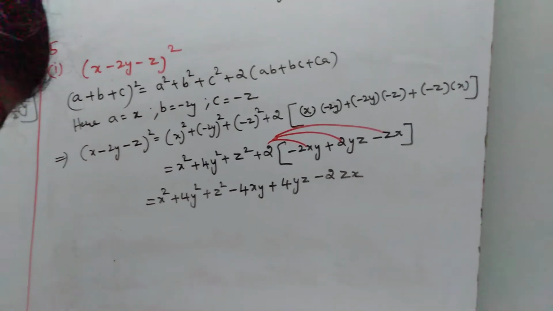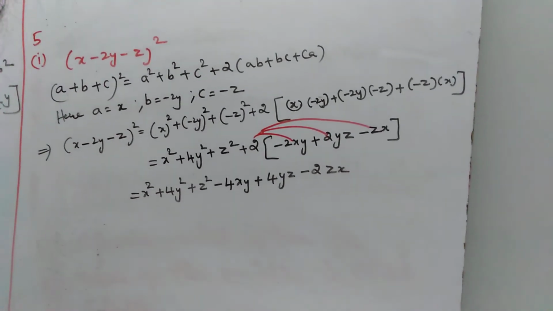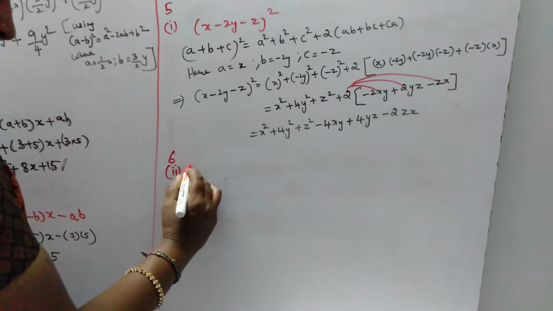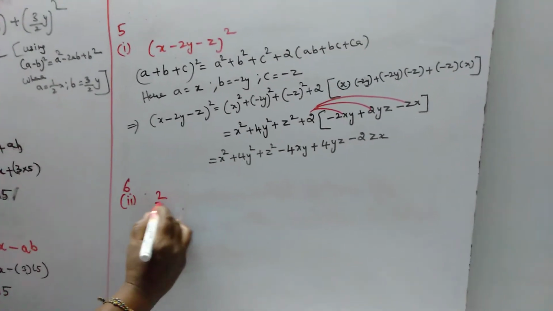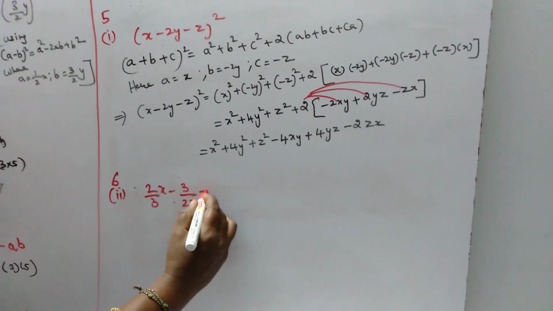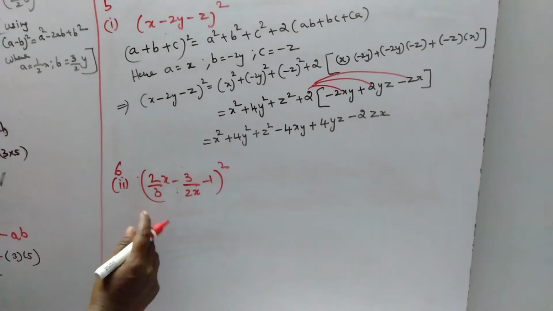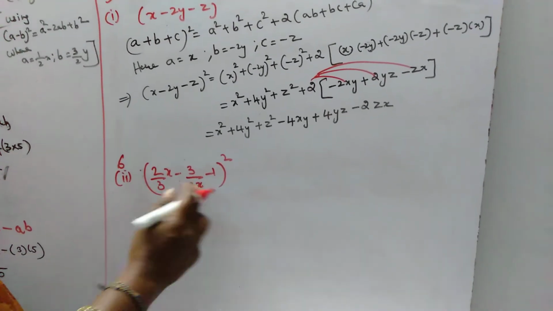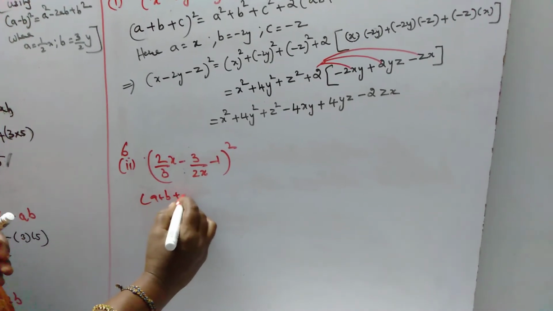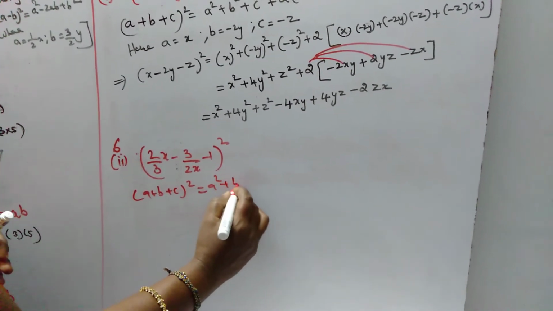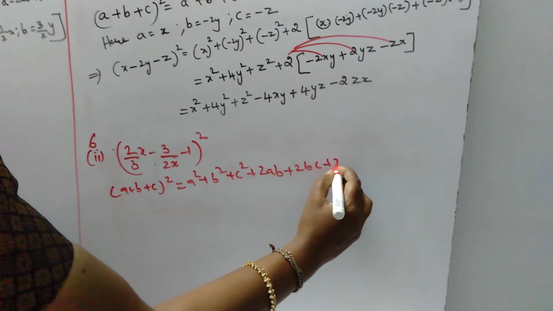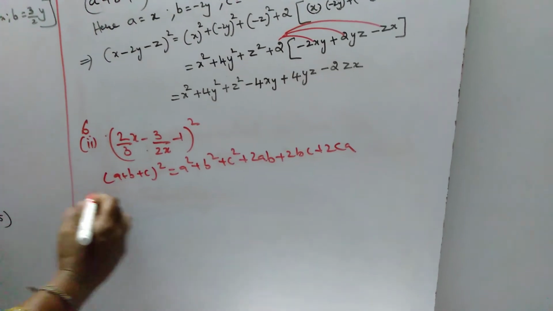Then next question. Next question number 6, second one. So the question is 2 by 3x minus 3 by 2x minus 1 the whole square. So you must be very careful writing the question here. So this is also in the form a plus b plus c the whole square, which is equal to a square plus b square plus c square plus 2ab plus 2bc plus 2ca. Okay.